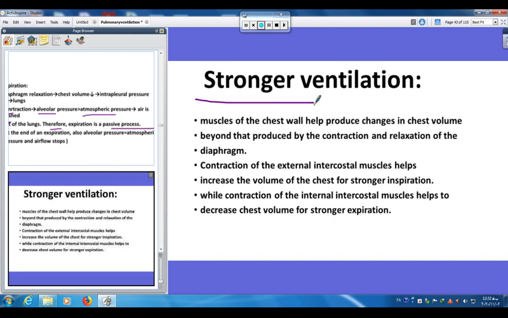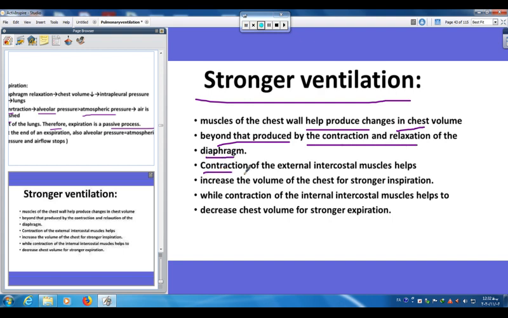In stronger ventilation or active ventilation, muscles of the chest wall help produce changes in chest volume, beyond the contraction and relaxation of the diaphragm. The contraction of the external intercostal muscles helps increase the volume of the chest for a stronger inspiration, while contraction of the internal intercostal muscles helps decrease chest volume for a stronger expiration.